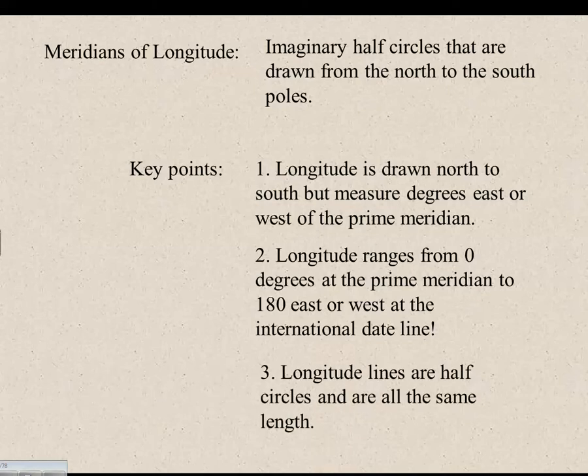And longitude lines are not full circles. They only go from the north to the south pole and they stop. They are half circles and they're all the same length.